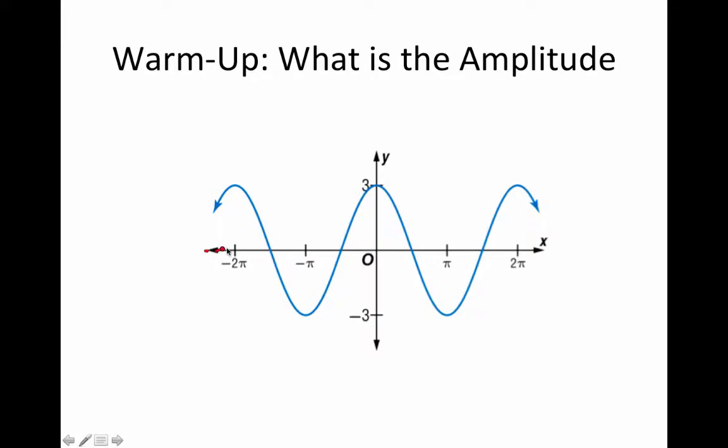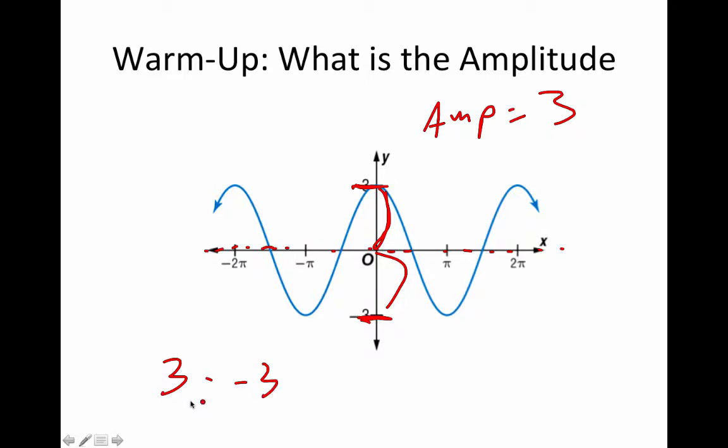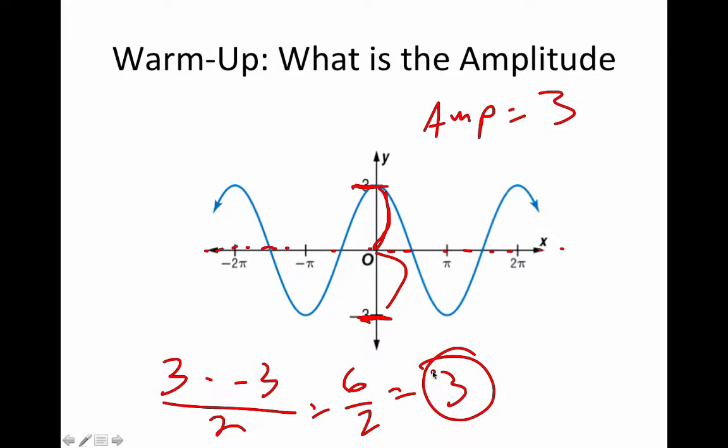Amplitude. We need to be identifying the midline. More on the midline in a little bit, but notice it goes 3 up here, 3 down here. So the amplitude here is 3. You can also do the max minus the min divided by 2. 3 minus negative 3 divided by 2, that's 6 over 2, which is 3. Usually when the midline is the x-axis, it's not hard to find.